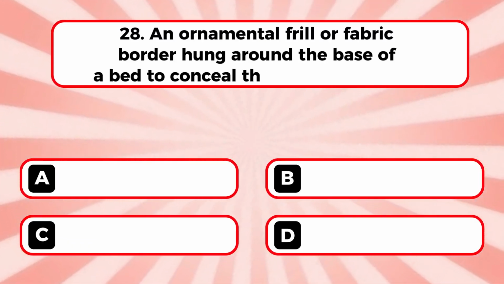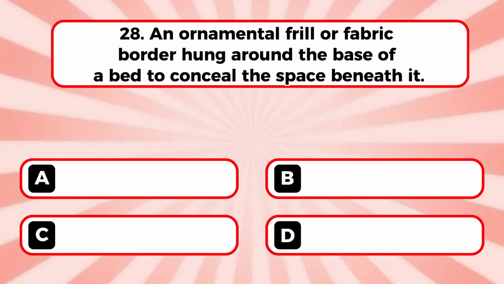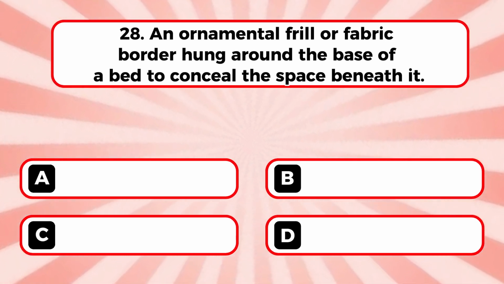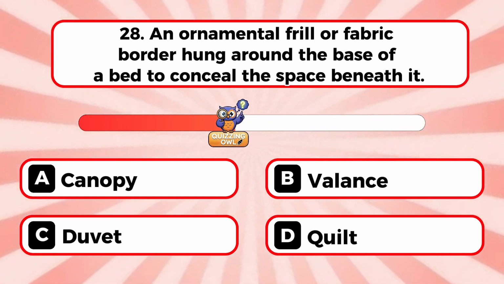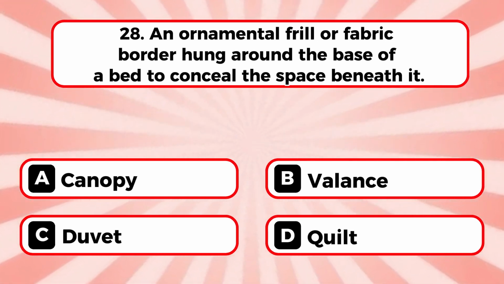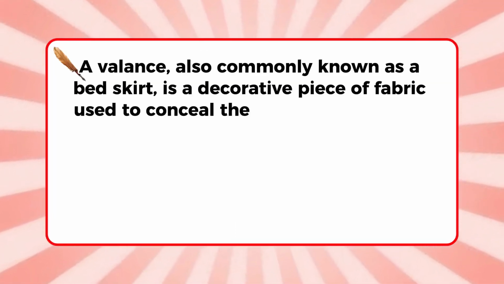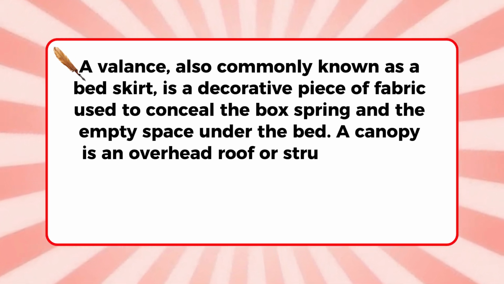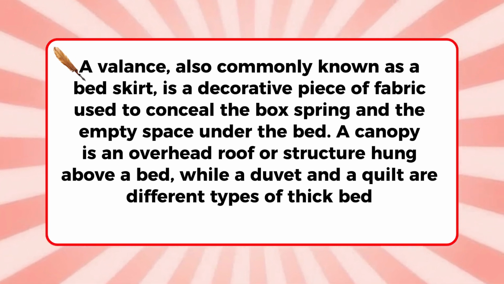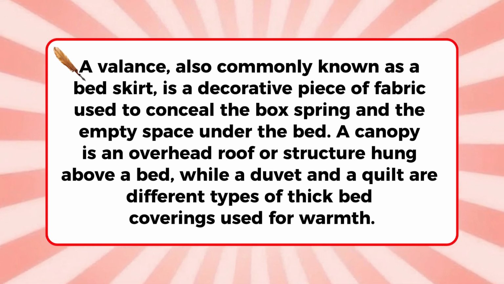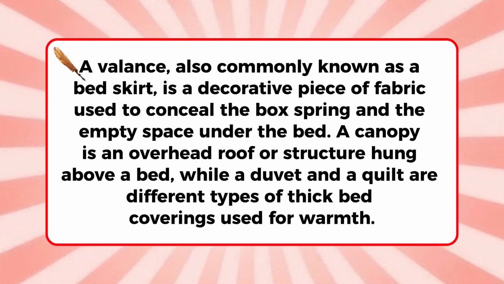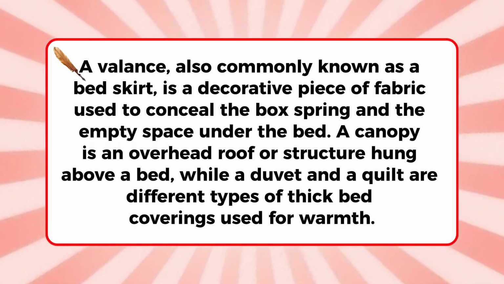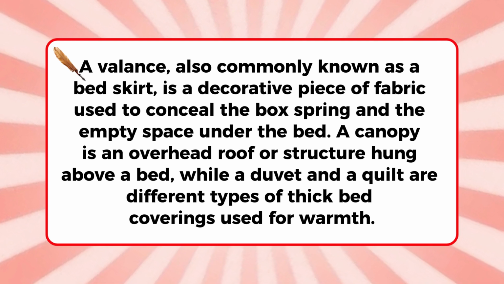28. An ornamental frill or fabric border hung around the base of a bed to conceal the space beneath it. A valance, also commonly known as a bed skirt, is a decorative piece of fabric used to conceal the box spring and the empty space under the bed. A canopy is an overhead roof or structure hung above a bed, while a duvet and a quilt are different types of thick bed coverings used for warmth.